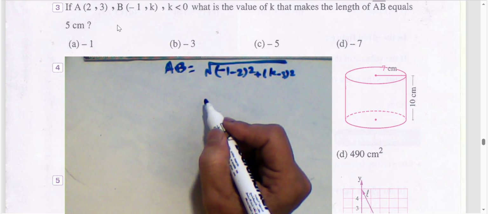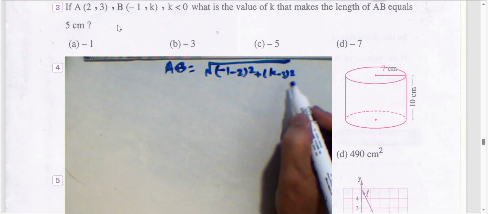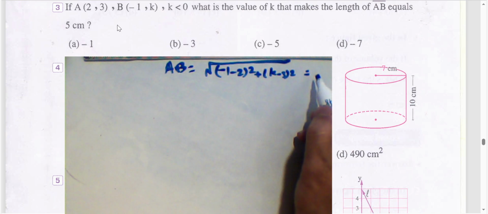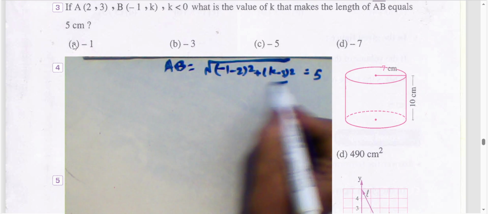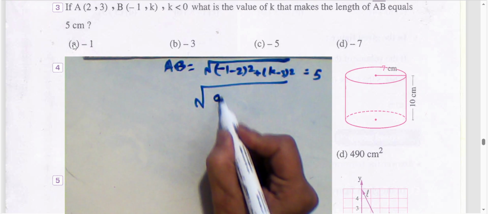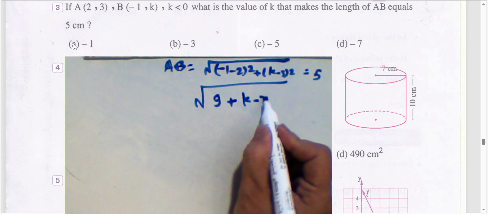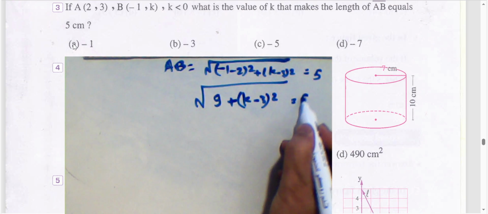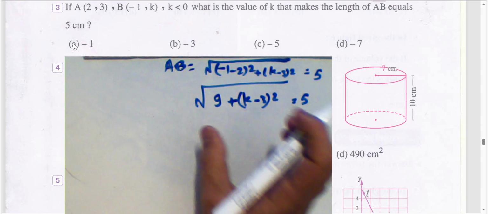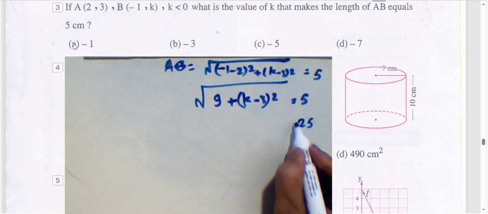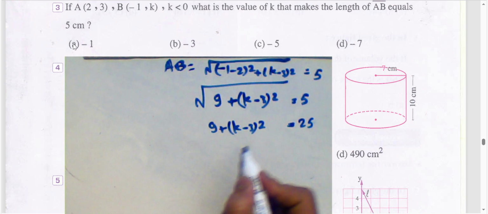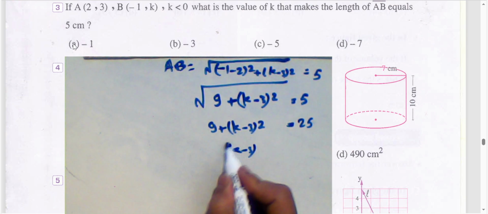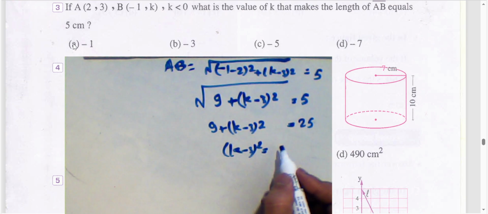This AB equals the length, which was 5. Given information was 5. We can complete: square root of negative 1 minus 2, negative 3 power 2 is 9, plus k minus 3 all power 2, the result will be 5. We can cancel the square root on the right hand side. 5 power 2 is 25, and we have here 9 plus k minus 3 all power 2. Then k minus 3 all power 2 equals 25 minus 9 is 16.